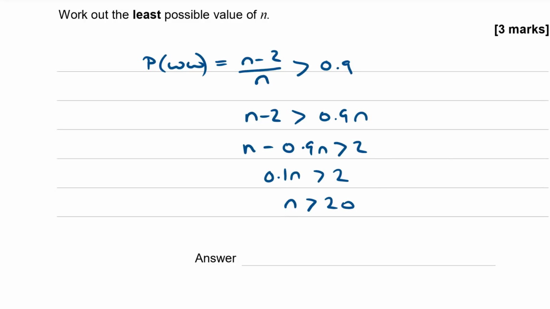Now we need to make sure that we answer the question that we've been given. We've been told to work out the least possible value of n. Now I've worked out that n must be greater than 20, so the least possible value that n can take is 21.